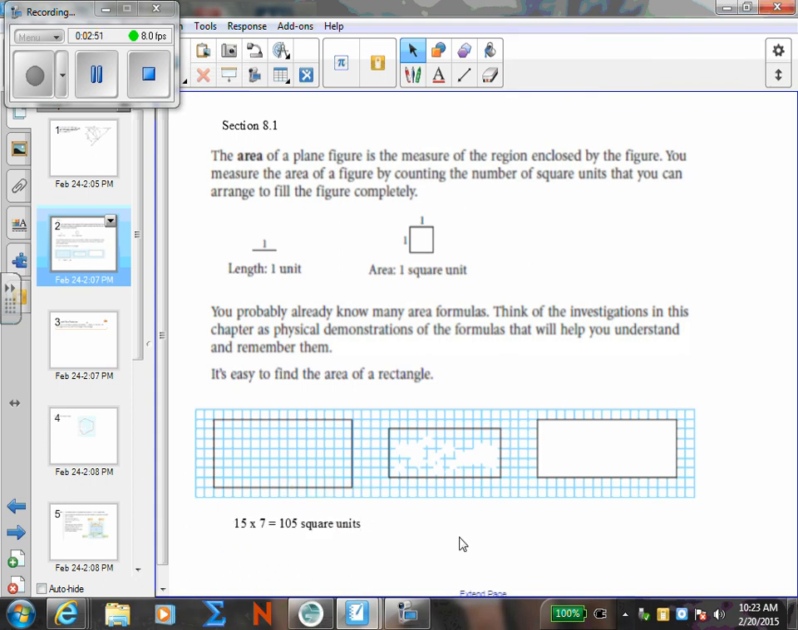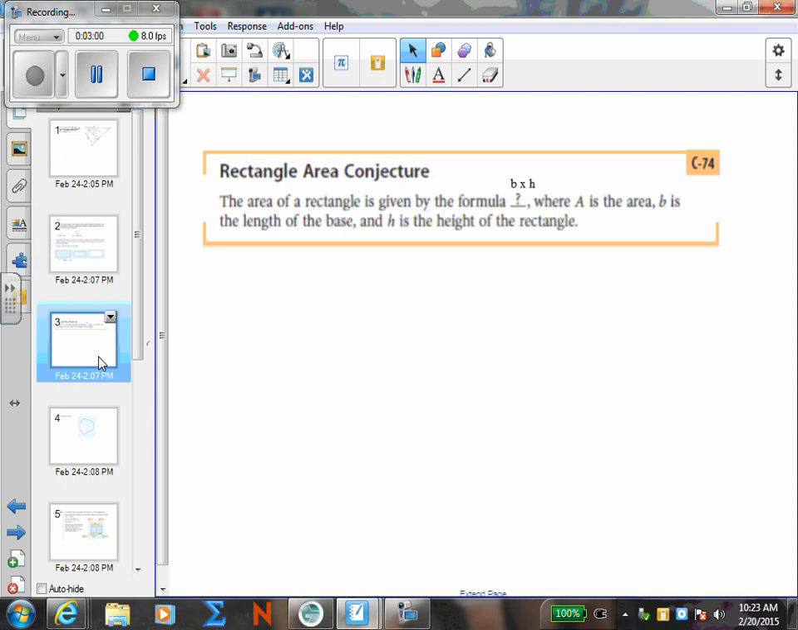That's how many squares make up this rectangle. So the area is 105 square units. Okay, so that is your first conjecture. Make sure you get it typed into your notebook. You can put the video on pause at any time.